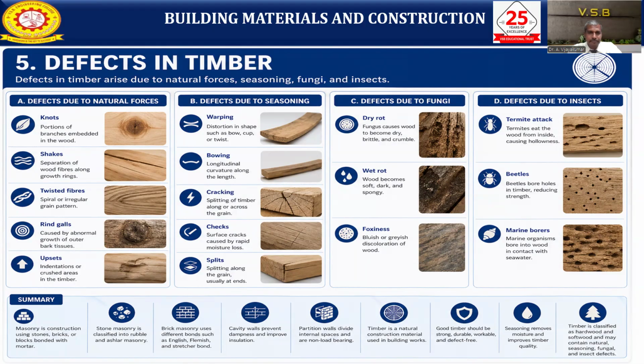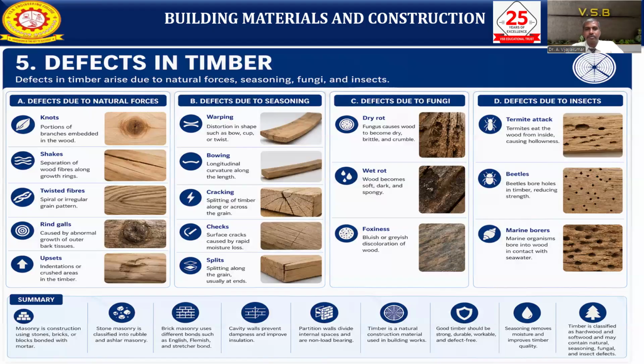Then shakes: separation of the wood fiber along the growth rings, which will show clearly, is called shakes. Then twisted fibers, where you get a twisting movement, and a spiral, irregular grain pattern will be there. And ring galls are caused by abnormal growth of the outer bark and tissues. Upsets are the indentation or crushed areas in the timber.